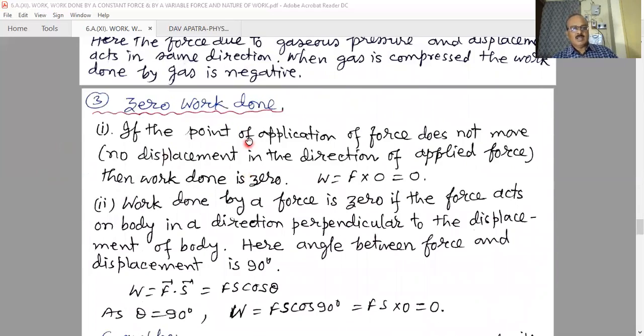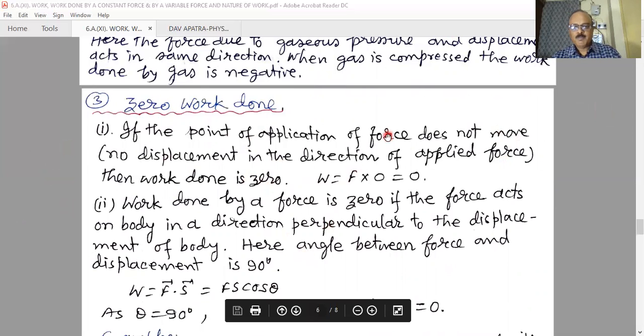Now, zero work done. When is the work done said to be zero? If the point of application of the force does not move, with no displacement in the direction of the force, then work done is zero. That means if you try to push the wall of your house or room, but there is no displacement, then the work done by that applied force is zero.